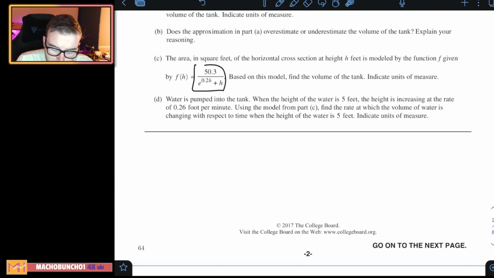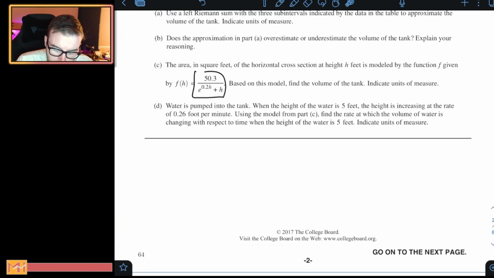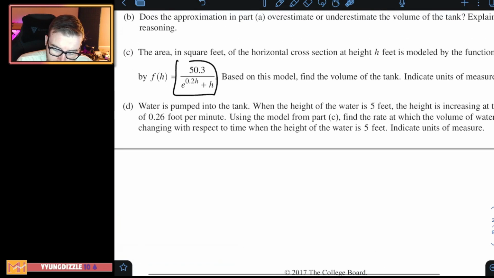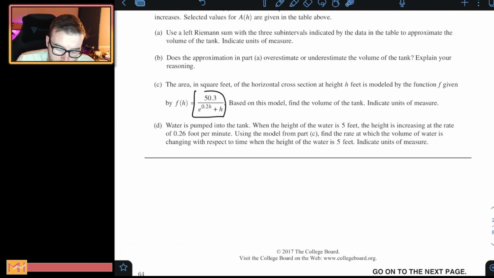Water is pumped into the tank, part D. I'm just going to do the problem right here because there's a lot of words. Water is pumped into the tank when the height of the water is 5 feet. So h equals 5. The height is increasing at the rate of 0.26 foot per minute.